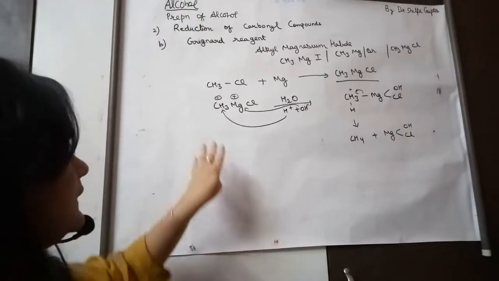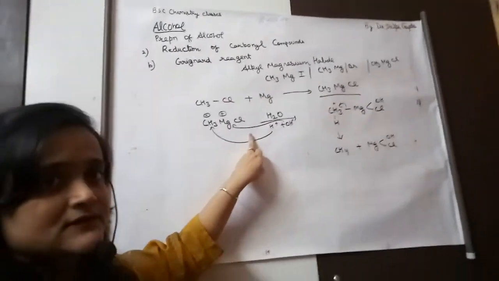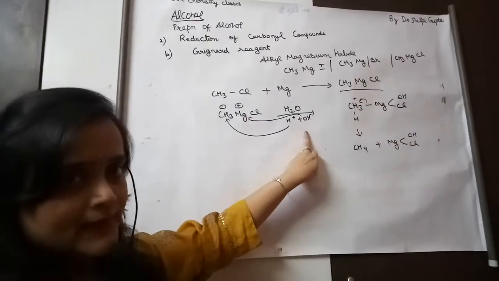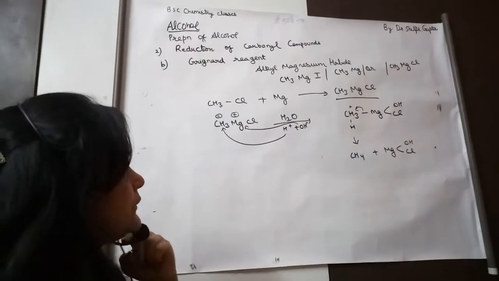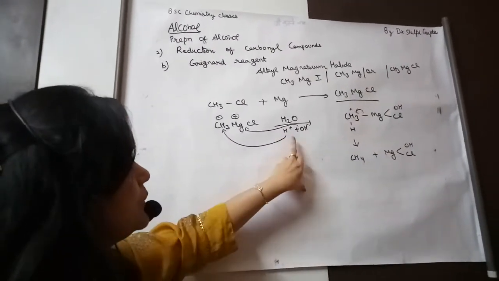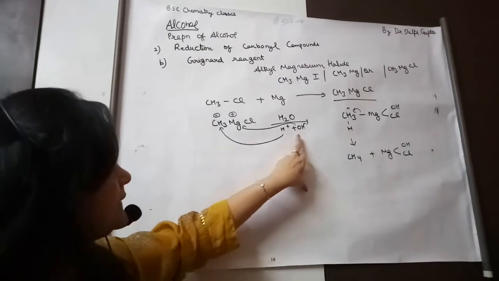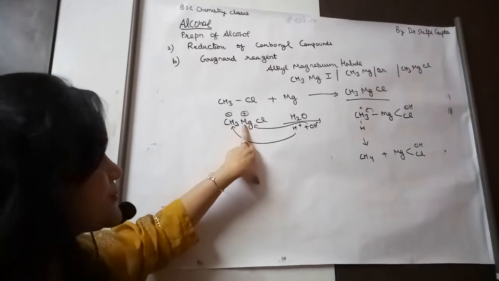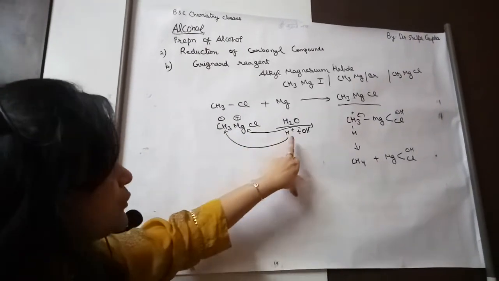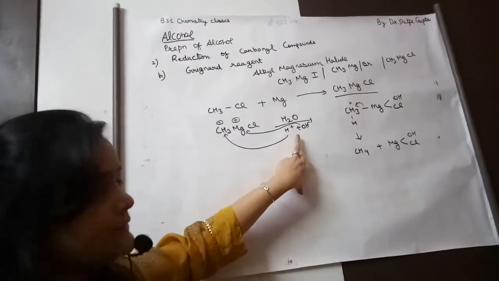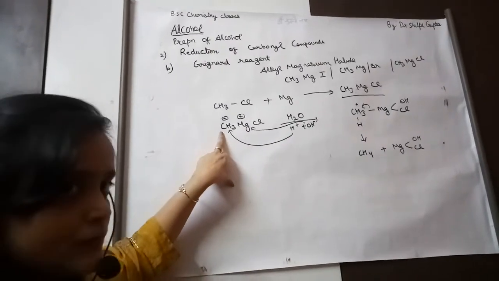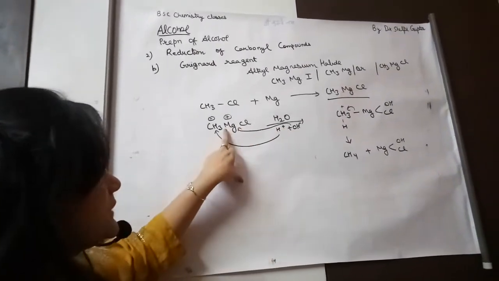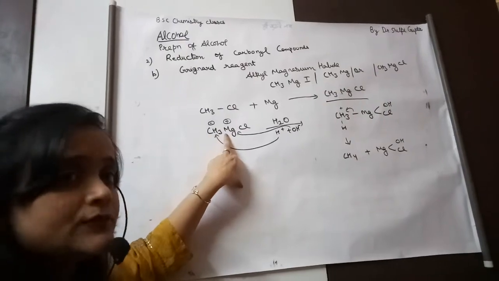I explain you again. CH3MgCl, this is a Grignard reagent. When hydrolysis will happen, then it will dissociate into H and OH ion. When H and OH ion dissociate, then what will happen? CH3 has negative charge on it, magnesium has positive charge on it. So H is electron deficient, so it will attack on the CH3 group, and OH will attack on the magnesium because it is electron deficient.